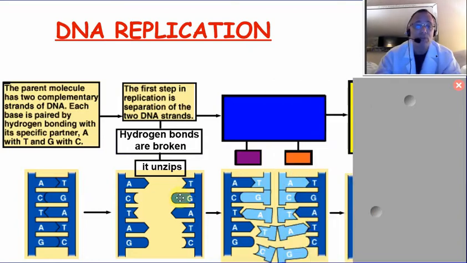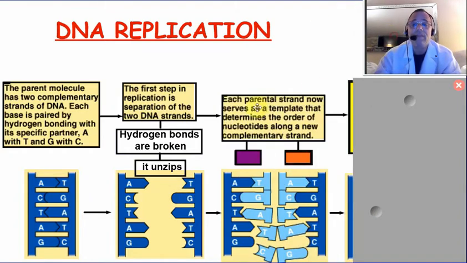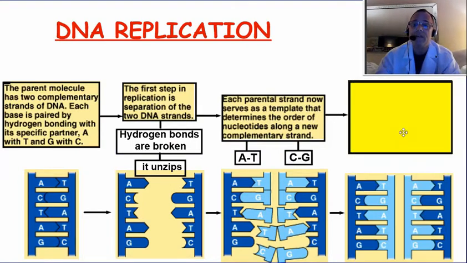And now we have those two template strands. And each parent strand now serves as a template that determines the order of nucleotides along the new complementary strand. You see those light blue ones? They are rebuilding a strand. Actually, not rebuilding. They're building a new strand. So the A's go with the T's, and the C's go with the G's.